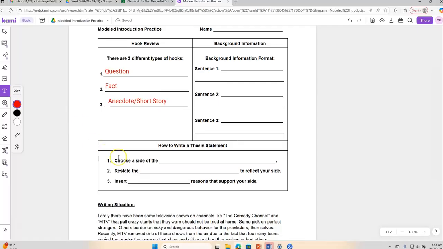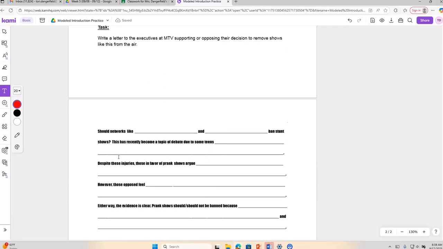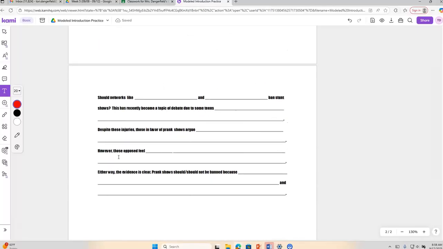So if we go to the second page, go ahead and flip your paper over. I have actually started the hook for you, and we're just going to be filling in the blanks. Like I said, my personal favorite type of hook to use is a question hook, which is why we see a question mark here at the end of our first sentence. But here's what we've got. It says, should networks like blank and blank ban stunt shows?